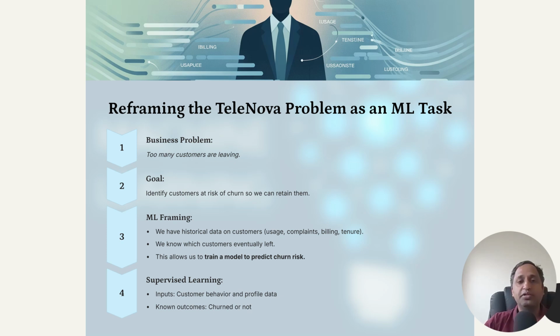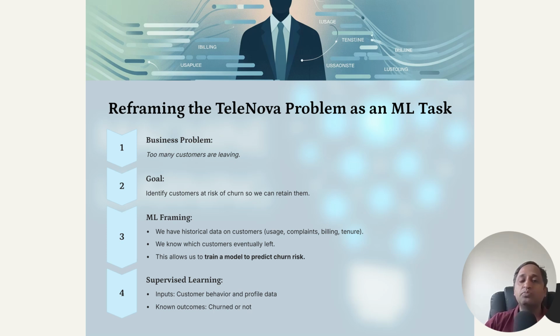Now that we have explored different machine learning approaches and prediction types, let's bring it all together and apply it to our case at TelNova. First, the business problem we discussed in the first slide is that too many customers are leaving. Today the customer churn rate has jumped significantly, and the leadership team wants to understand who is likely to churn next, before it happens. So what is the goal? It's simple: identify customers at risk of churn so we can retain them proactively. This isn't just about prediction, it's about enabling the business to act on those predictions in a meaningful way.